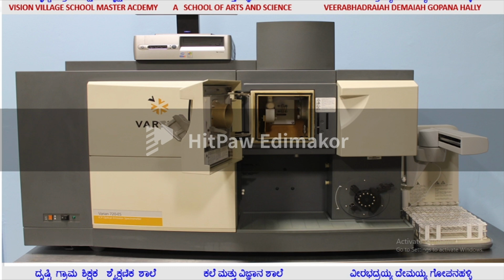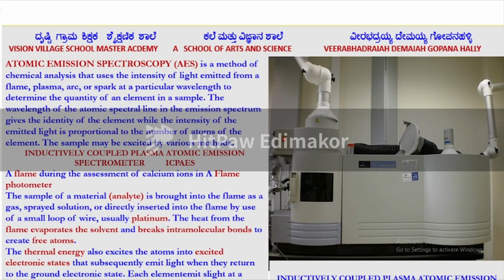So this is another variant instrument, the atomic absorption spectrophotometer, which we used, and the solution is prepared for that, and we are feeding the solution into this instrument. Atomic emission spectroscopy, AES, is another type of sophisticated instrument, which is the emission spectroscopy. Next, coming to the inductively coupled plasma atomic emission, which is the highly sophisticated and recent instrumentation technology, a flame during assessment of calcium ions in a flame photometer.